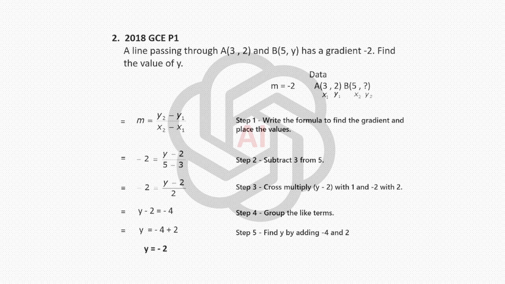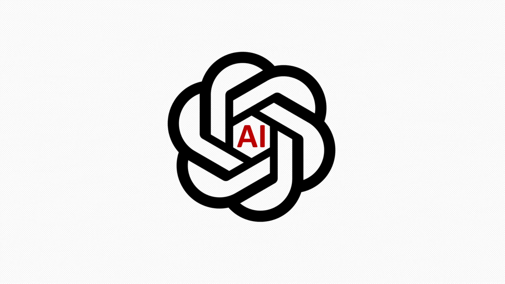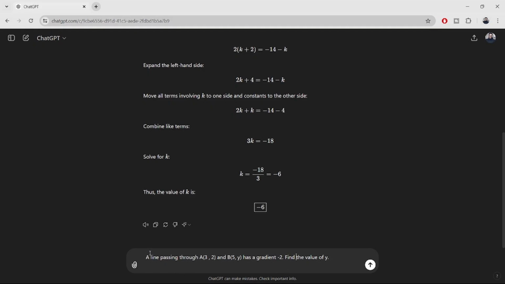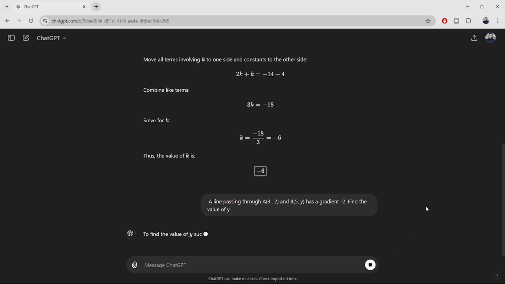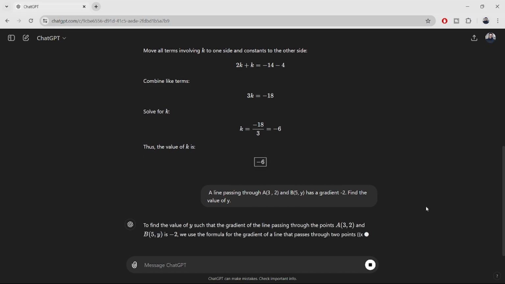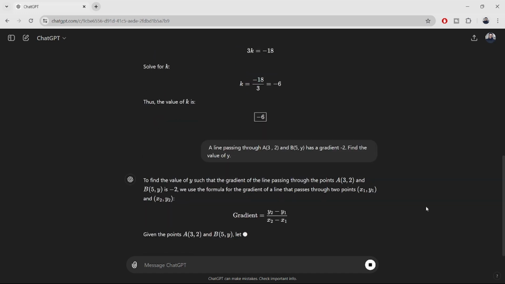So let's see what ChatGPT will give us. So again, I've pasted the question there. A line passing through A 3,2 and B 5, y has the gradient negative 2. Find the value of y. So remember, the answer for Mr. 6 points is negative 2. So let's see what answer we're going to get here.